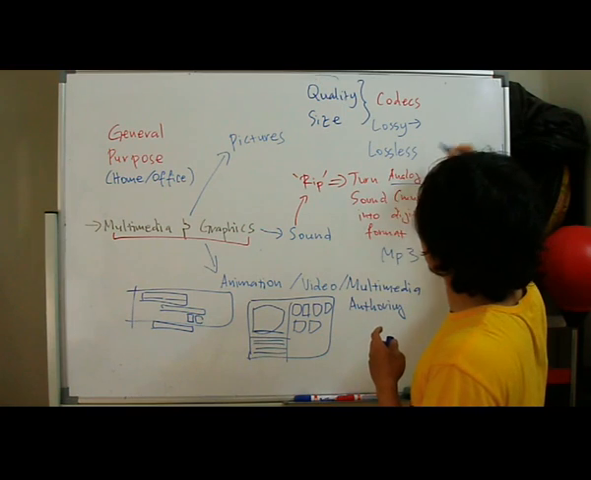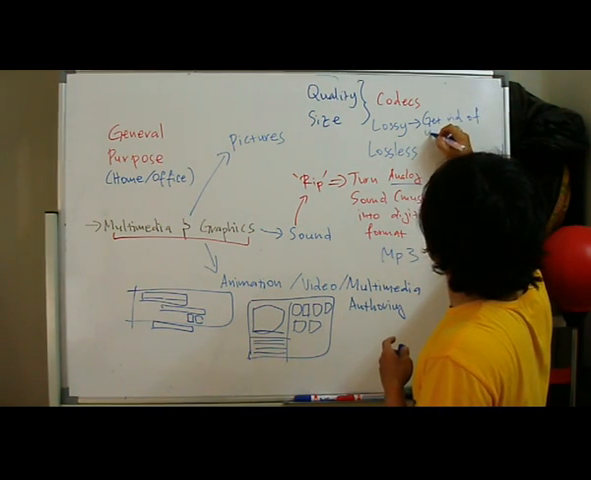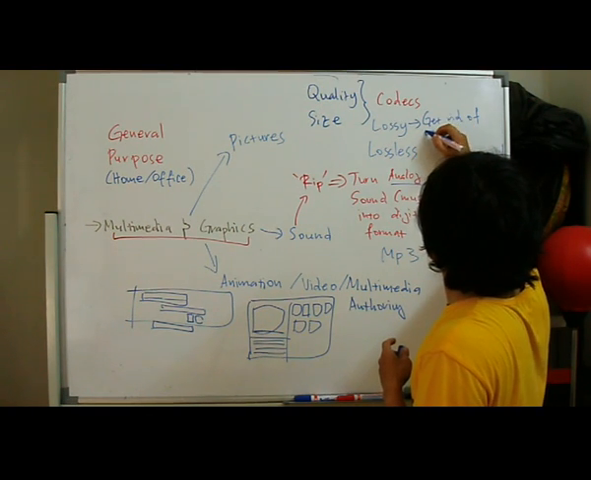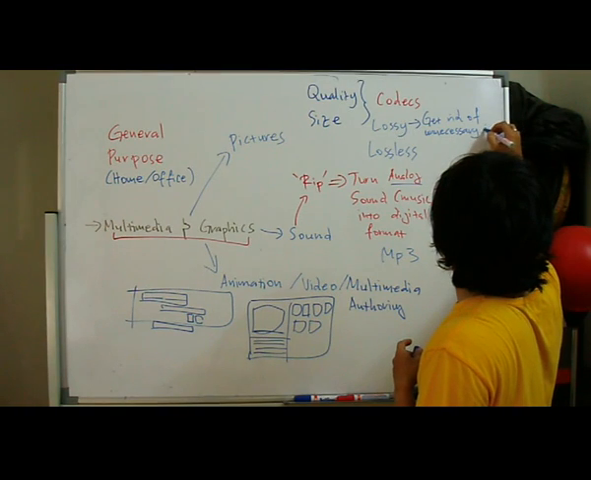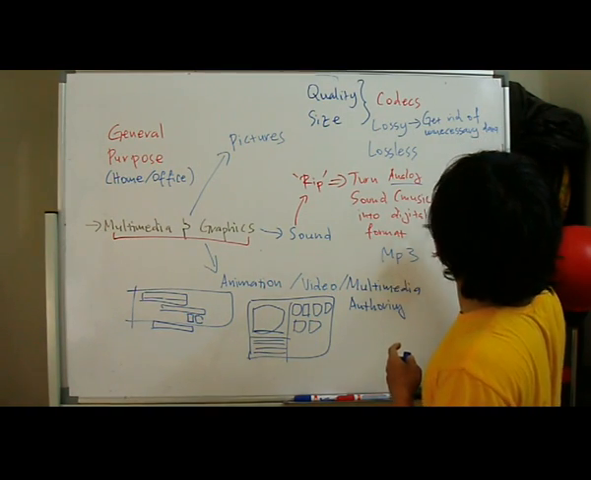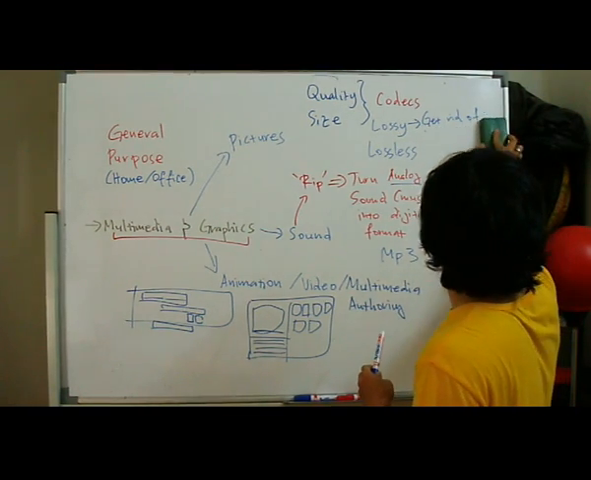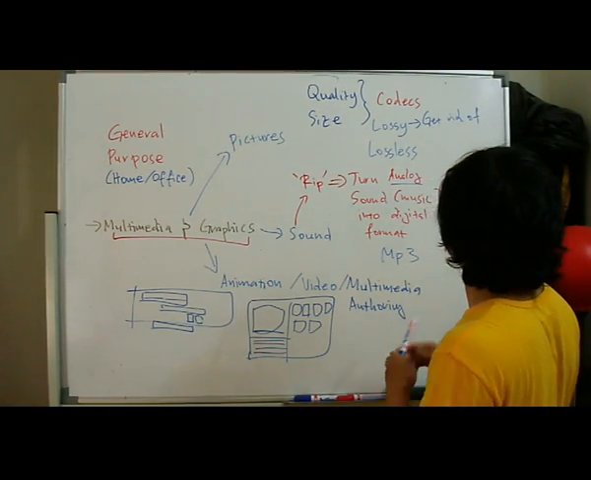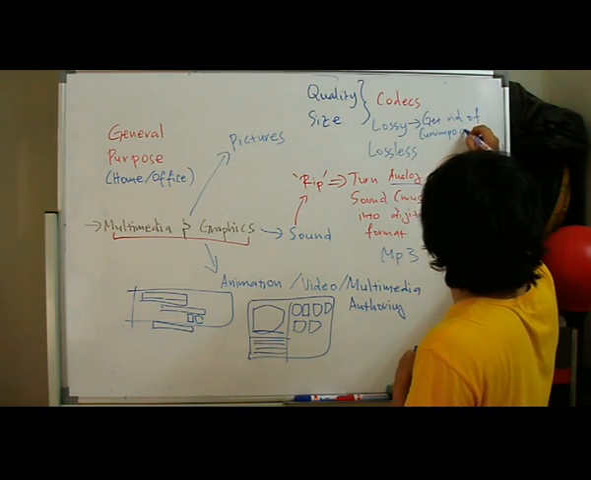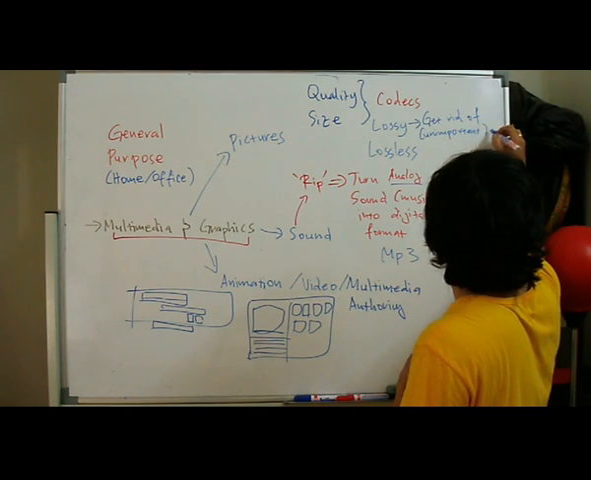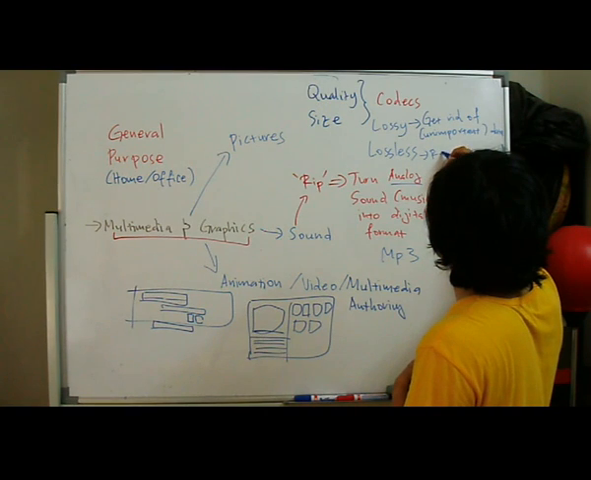Lossy compression is where you get rid of unimportant data. Maybe I should use unimportant, because unnecessary here can be hard to read. Unimportant data. Lossless is where it just rearranges.